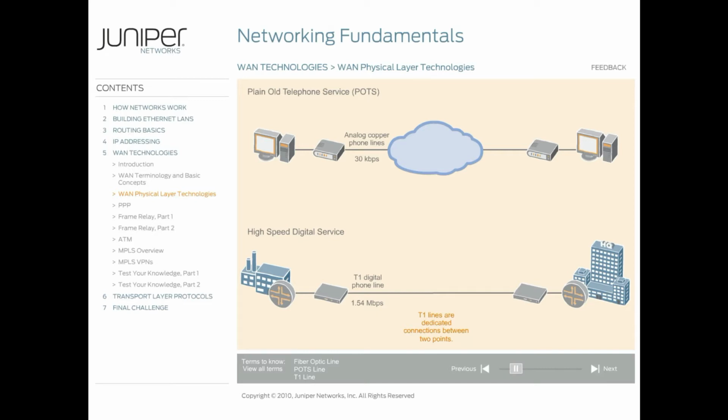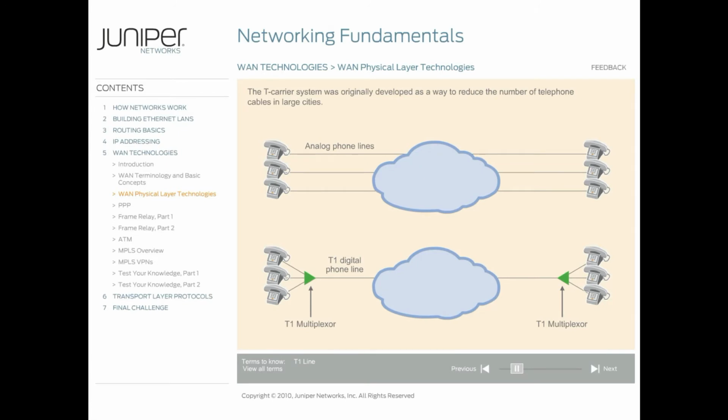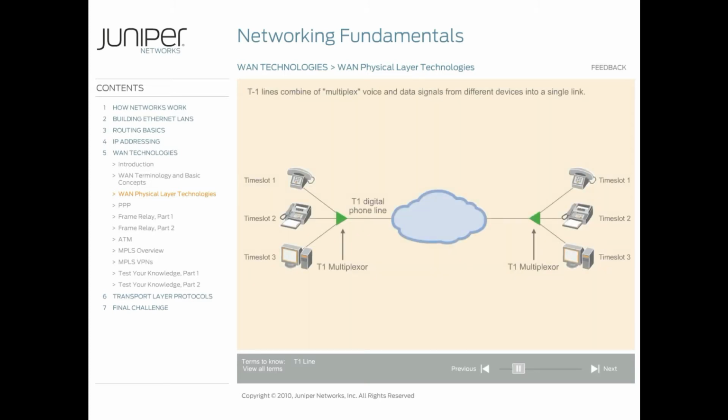T1 lines are used to transmit voice and data between devices in North America and Japan. The T in T1 comes from the term T-carrier system, a series of digital data transmission formats originally developed by the Bell system in the 1960s as a way to reduce the number of telephone cables in large cities. Originally designed for voice traffic, this system combines or multiplexes voice and data signals from different devices within a location into a single link using time division multiplexing, or TDM.